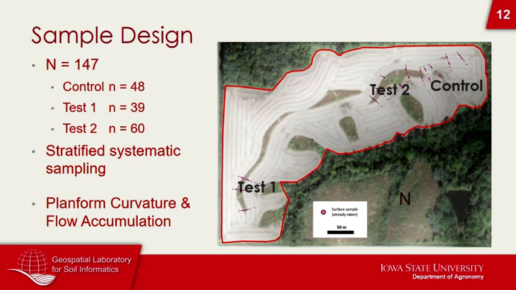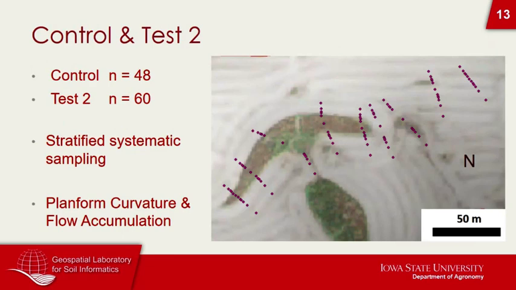A little bit more on my sample design. Total N was 147, with samples split between a test plot and a control plot. I used stratified systematic sampling, which was controlled via planform curvature and flow accumulation. The planform curvature told me where to draw the more vertical lines, and flow accumulation allowed me to transfer the relative location from inside the strip to outside the strip into the control plot. I'm hoping this makes sense, guys. There are no prairie strips on the other plot, so to make a good comparison, I tried matching them hydrologically.